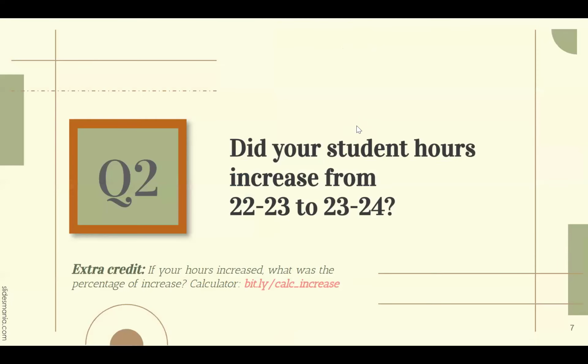All right, changing focus here for a second. This is a good question that I'm sure you actually do get asked fairly often, or you think about often. Did your student hours, so not numbers of students, not students enrolled, but did your student hours increase from program year 22-23 to program year 23-24? And extra credit while you're at it, if your hours did increase, what was the percentage of increase?